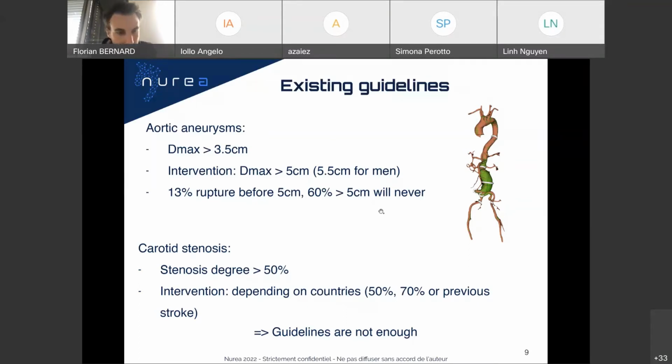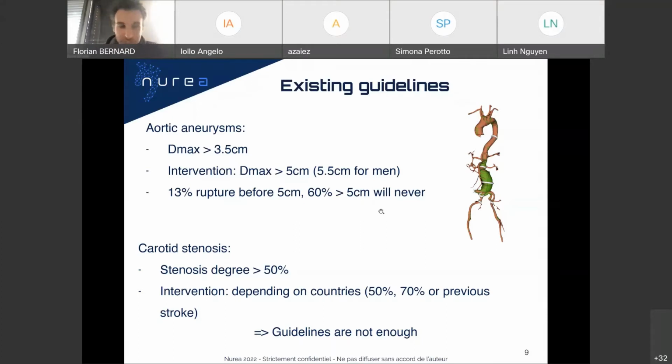And that's the same thing for carotid stenosis. And it's even worse because there is no consensus between the different countries. Carotid stenosis is considered to be followed if the stenosis degree is larger than 50%. But to decide the intervention, it depends on countries. In France, we usually do the intervention if the stenosis degree is larger than 50%, or 70% if there is a precedent event. But for example, in the UK, they do not do the intervention if there is no previous stroke.